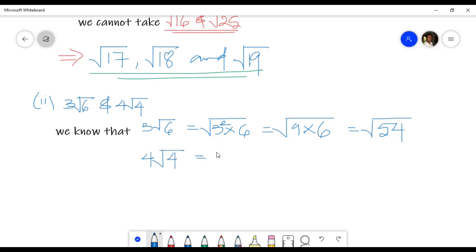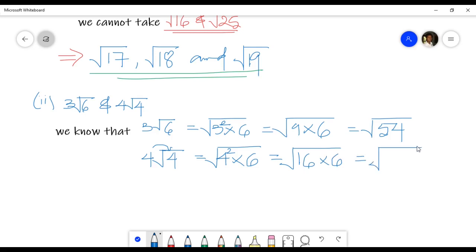Let's take the second term, that is 4 root 4. We'll bring 4 inside the radical symbol. That would become 4 square. Remember the previous notes that I have sent, when there is no symbol, no index, we take it as square. So 4 square is 16 into 6.